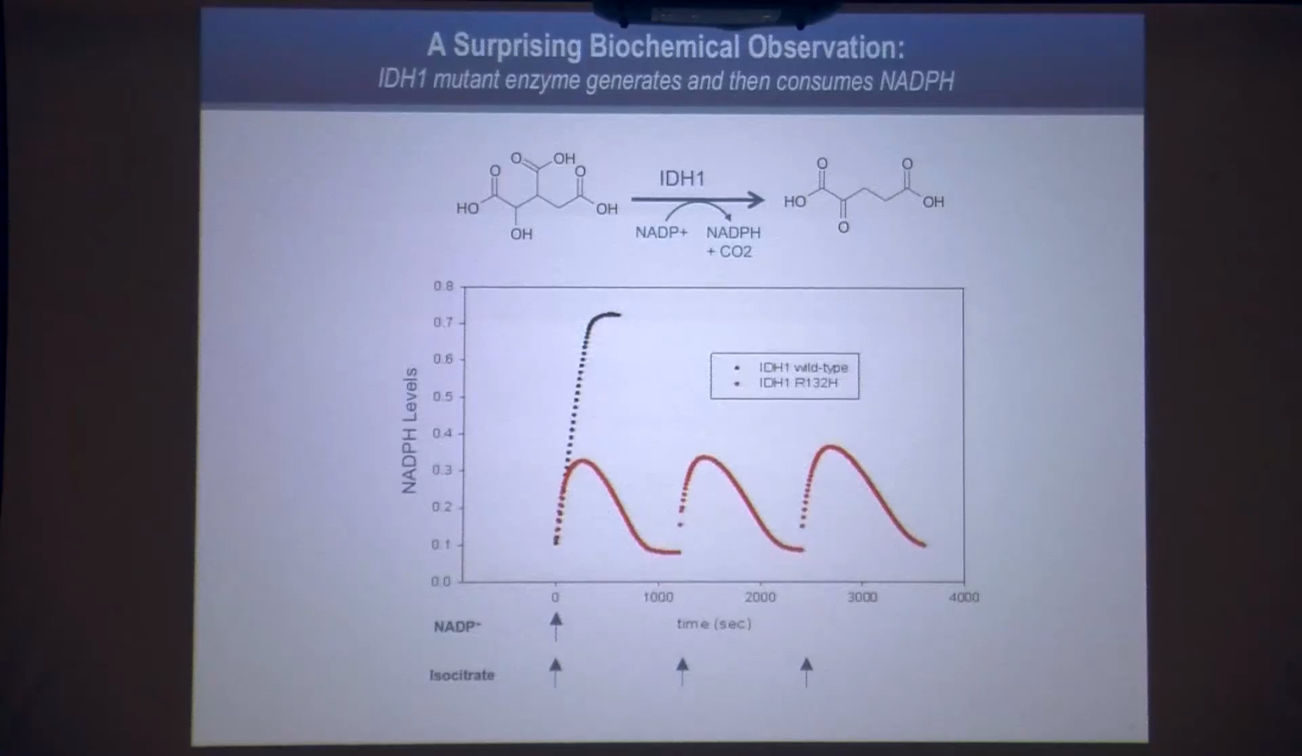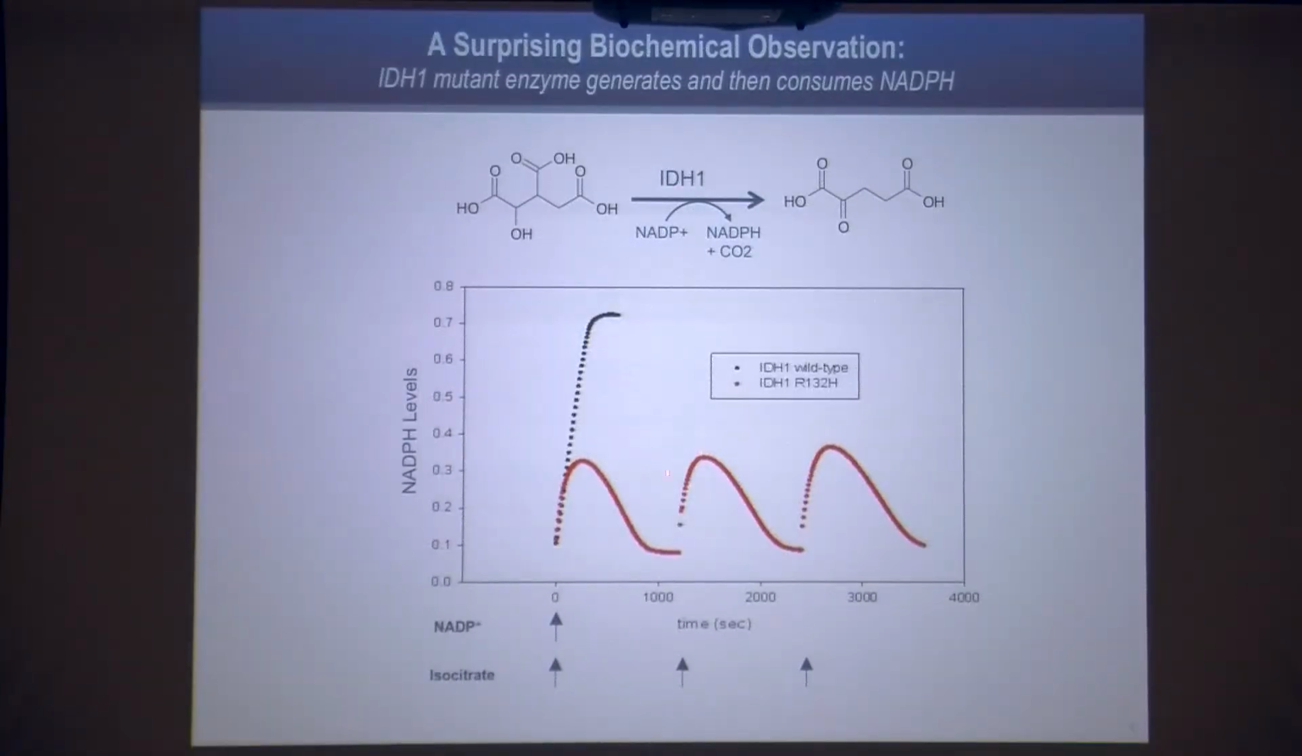So we did the exact same experiments at Agios that I showed you with Yen, measuring NADPH. The wild-type enzyme makes NADPH, and that made perfect sense. But when we did the same experiment with the mutant enzyme, we saw that NADPH started to be generated, but then it was quickly consumed. Every time we put in the substrate, isocitrate, we would see this cycle again: NADPH would build up and then quickly be consumed. This suggested that perhaps there was another activity that this enzyme had, as Matt talked about previously.